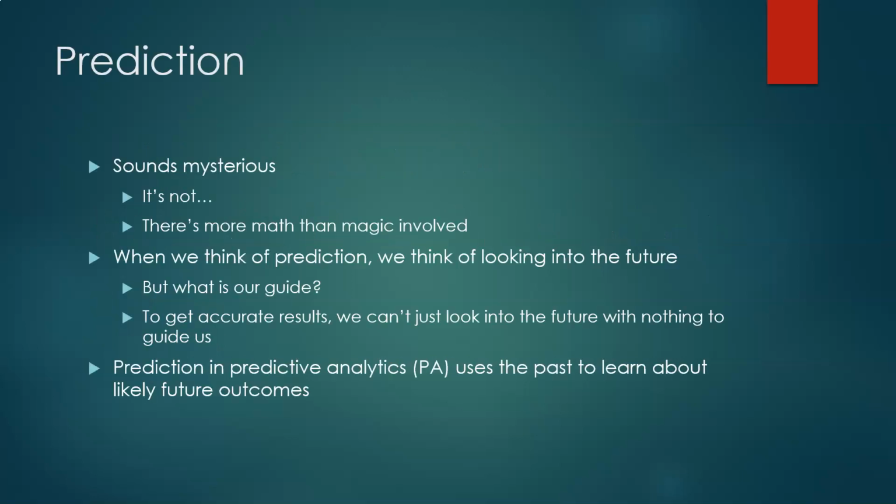So when we talk about predictive analytics, we get back to the word prediction. And the prediction part sounds all mysterious, but it's not. There's actually more math than magic involved. When we think of prediction, we think of looking into the future, but typically when we look into the future, there has to be some sort of a guide, otherwise we're just looking into a void. To get accurate results, we can't just look into the future without anything guiding us, and predictive analytics is no different. So the prediction in predictive analytics actually uses the past. It looks to relationships in the past to make assumptions or estimates, what we're now calling predictions, about likely future outcomes.